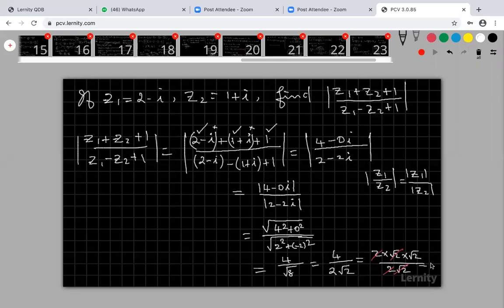How many of you are getting root 2? Yeah, very good, very good. Very good. Nice. Very good. The answer is root 2.